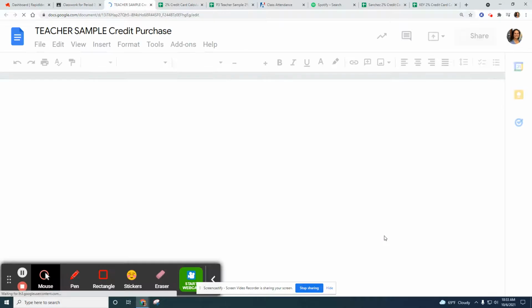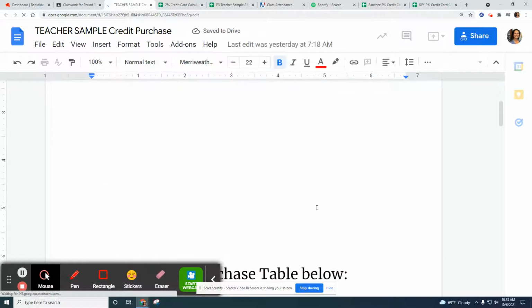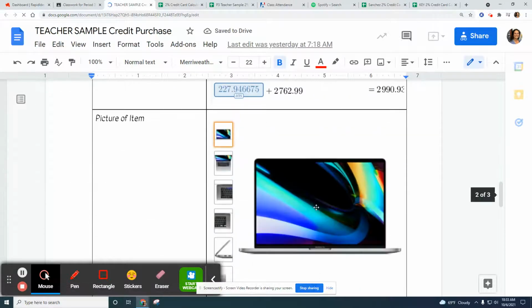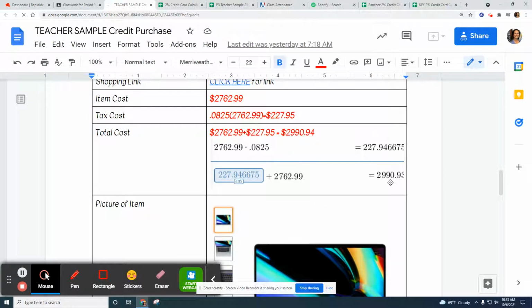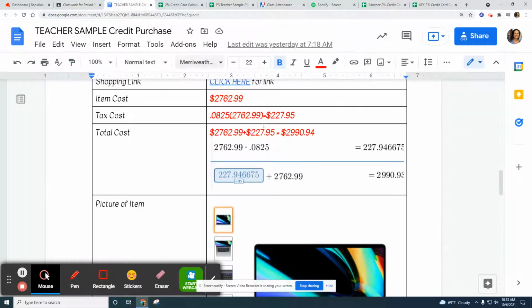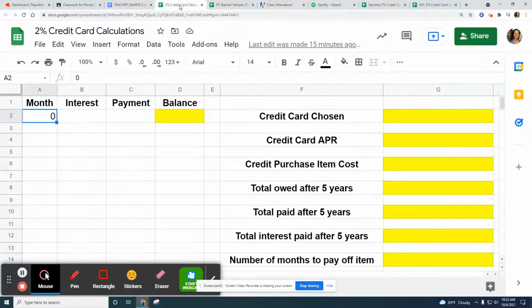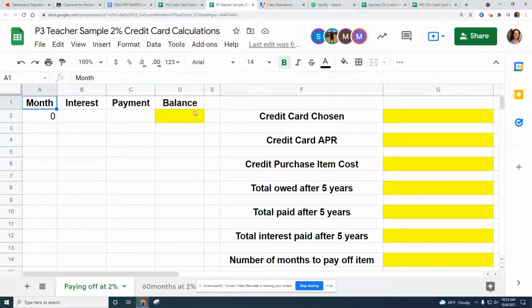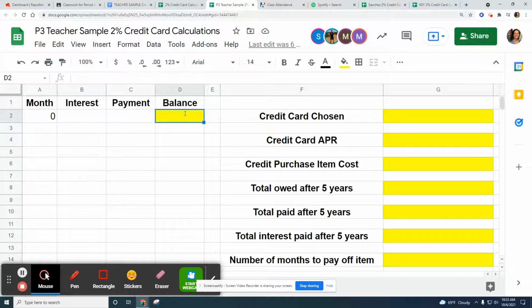Sample, you're going to use yours. My teacher sample said that I purchased a MacBook for $29.90 and 93 cents. Yes, can't see. Thank you. It's all right. So this is assignment number 28 from yesterday. I'm in my purchase, and I have a total of $29.90 and 93 cents. So I am starting this assignment off with $29.90 and 93 cents.